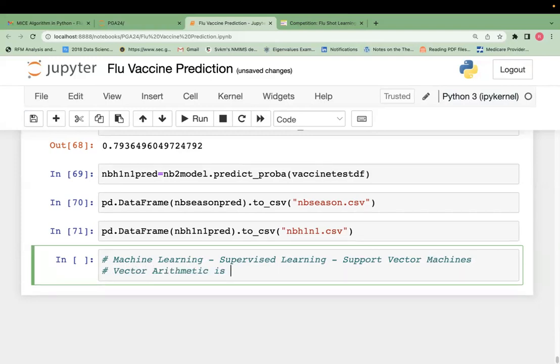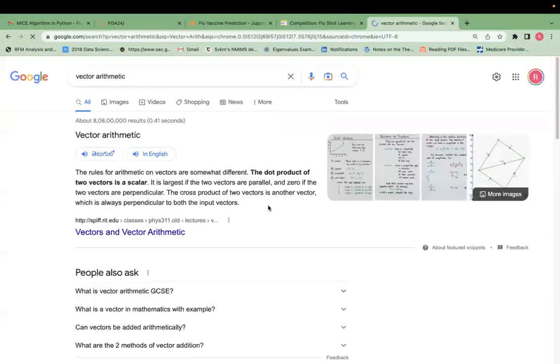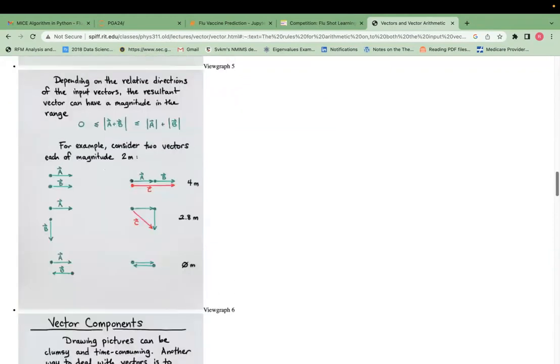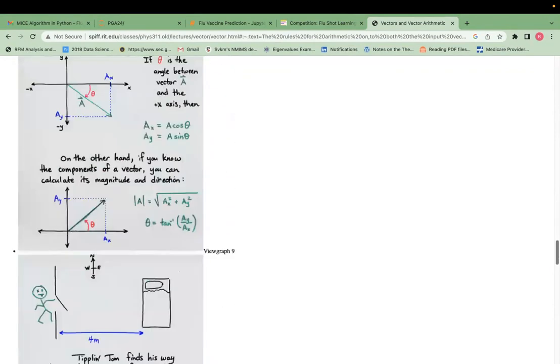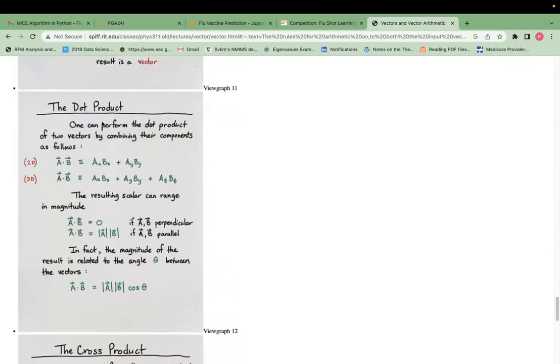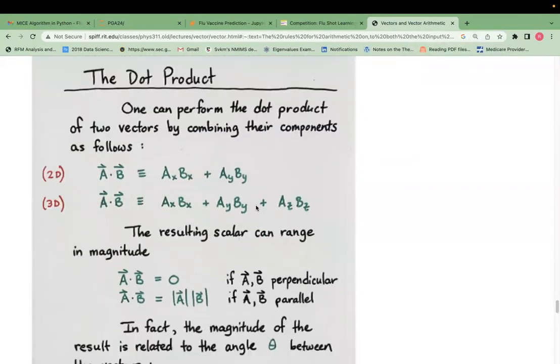Vector arithmetic is the basis of this algorithm. If you are from an engineering background, you might have studied vector arithmetic, right? A vector is a two-dimensional array. It uses both trigonometry and vector calculus for analyzing the data. In vector arithmetic, the one most relevant to machine learning and data science is the dot product. The dot product of two vectors is vector A multiplied by vector B.